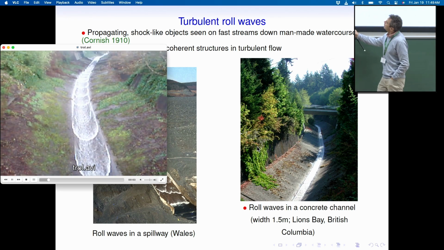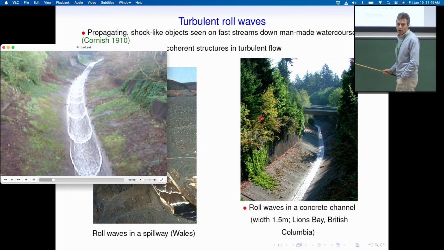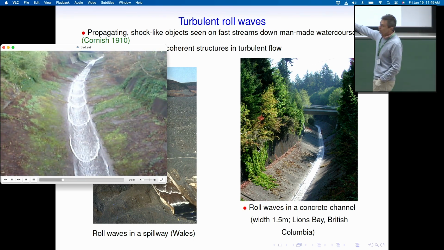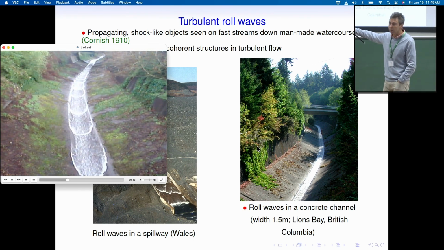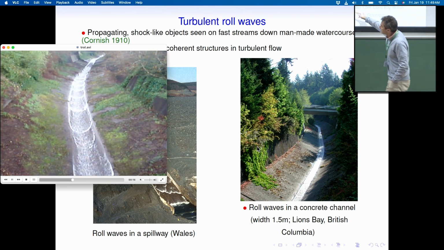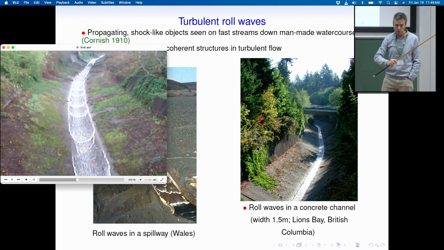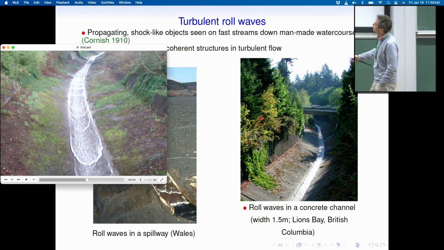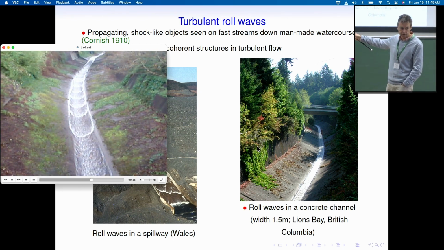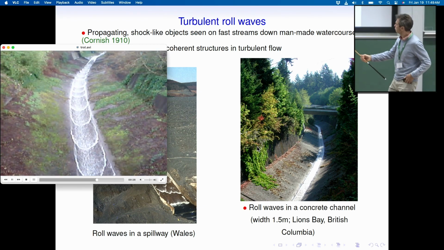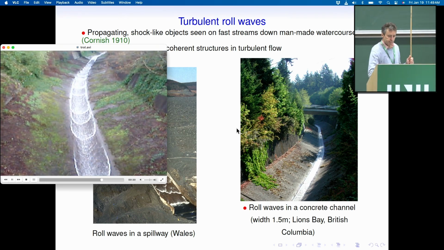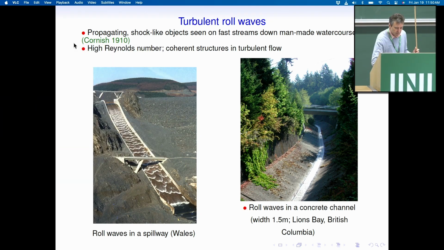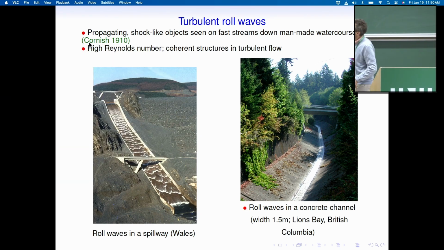This channel is about 1.5 meters wide. It's in real time, and the frothiness of the water indicates that it's quite turbulent flow. So these waves, they appear and they travel for easily a kilometre or more. So nice coherent turbulent features on a turbulent flow. So that's a roll wave. They've been documented for centuries. The scientific discussion on them started with Cornish.